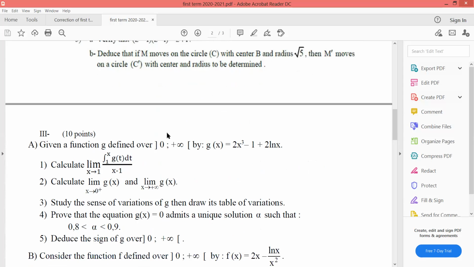Okay, the first exercise, our exercise number 3. Here we have the function g defined over 0 plus infinity by g of x equals 2x cubed minus 1 plus 2 ln x. It is a very important exercise. Please calculate the limit as x tends to 1 of the integral from 1 to x of g of t dt over x minus 1.